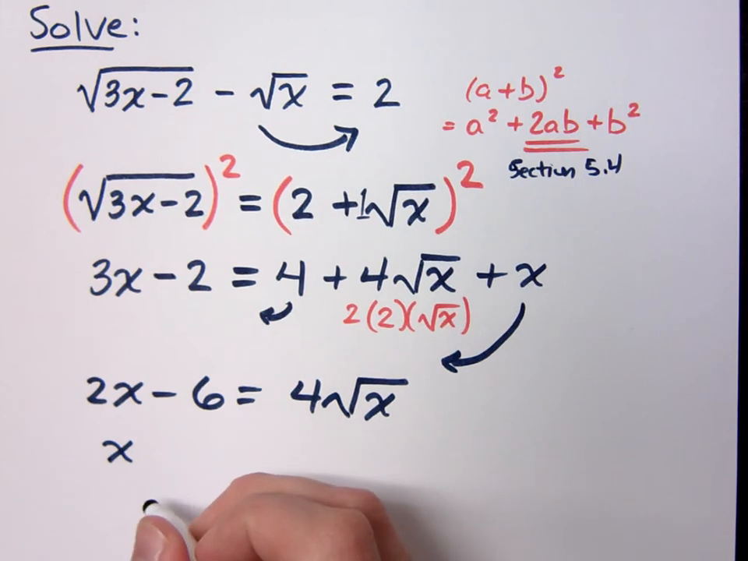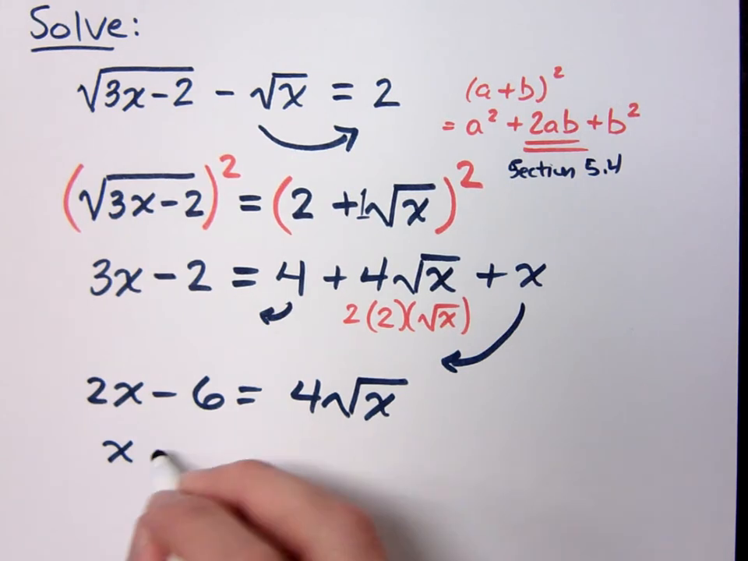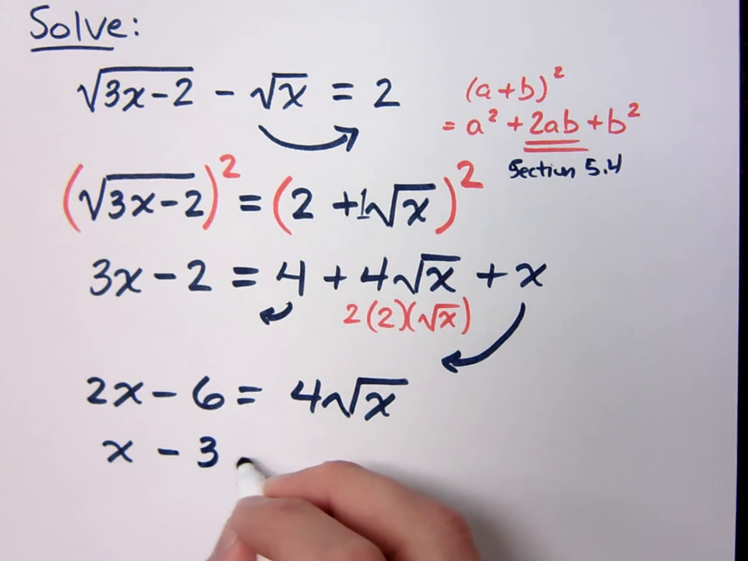That's right, 2x divided by 2 is x. Thanks for jumping in there, nobody. You're welcome. x minus 3 equals 2.